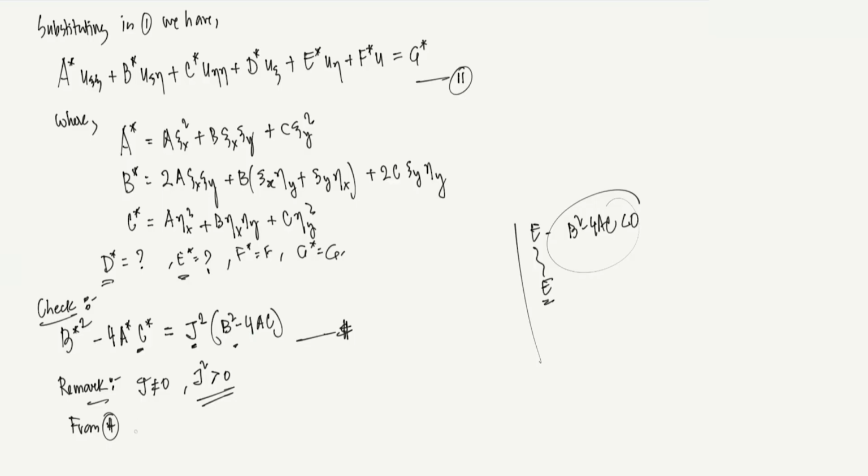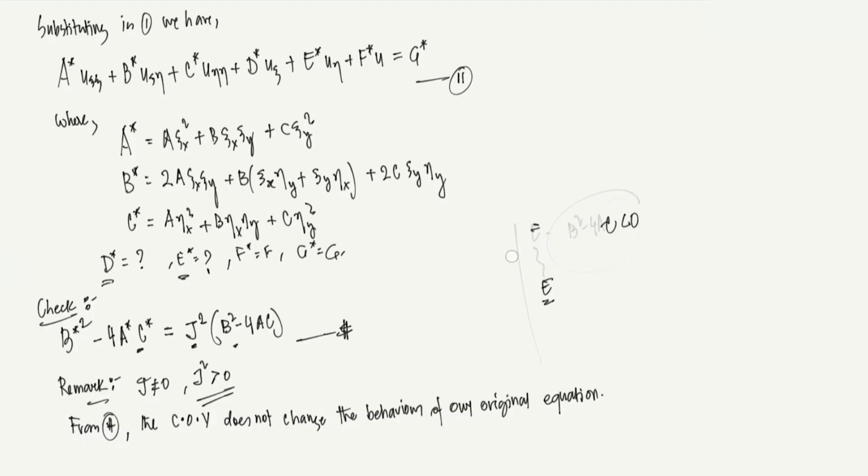So from star, the change of variable (COV) does not change the behavior of our original equation. Okay, original equation. So essentially what happens is this, the behavior remains the same.